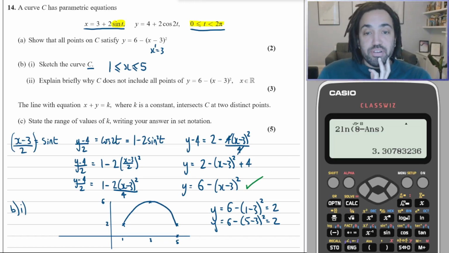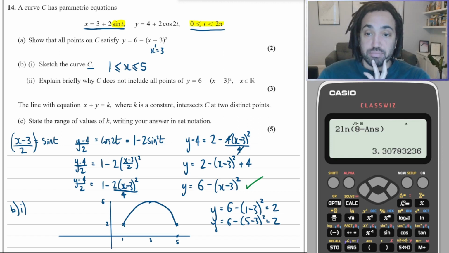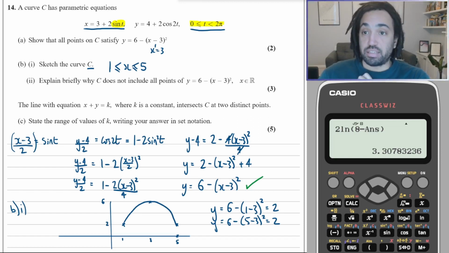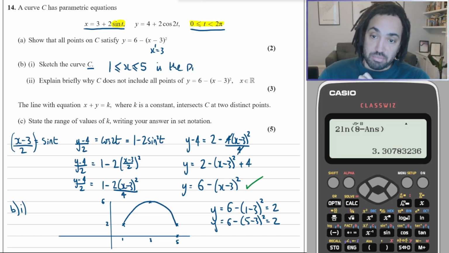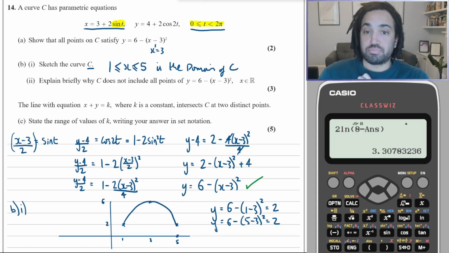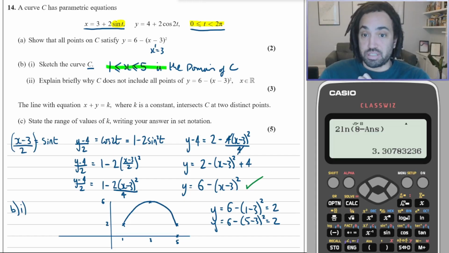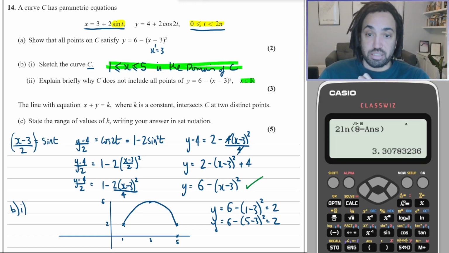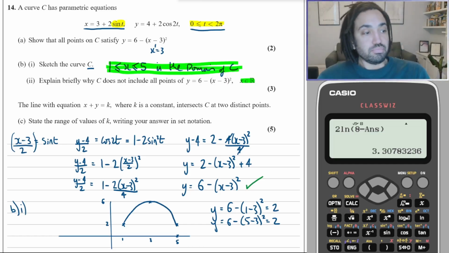He says, explain briefly why C does not include all the points on that quadratic graph. That's because this is the domain of C. That's the domain. So we're not doing all of the points. We're not doing all of x in the reals. We're just restricting it to the domain, which is x is between 1 and 5. Okay, great.